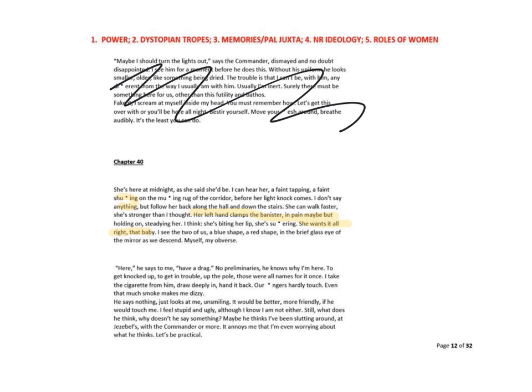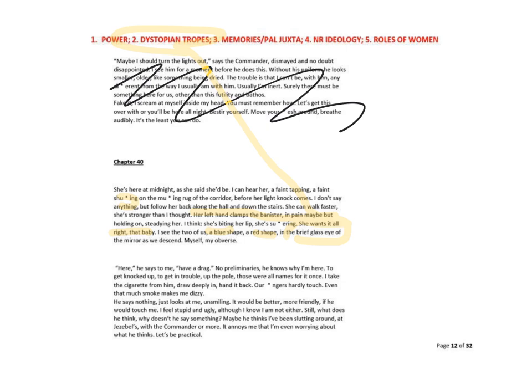Just this last little bit here, I see the two of us, a blue shape, a red shape, in the brief glass eye of the mirror as we descend. Myself, my obverse. So again, identity reduced to colours and roles. The brief glass eye, there's always that idea of surveillance. It's never far away in Gilead, so linked to the theme of dystopian tropes and power.